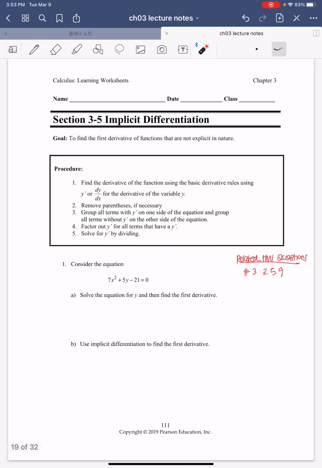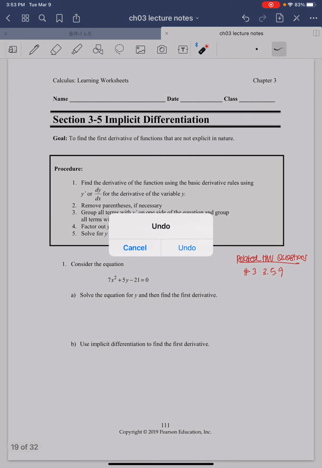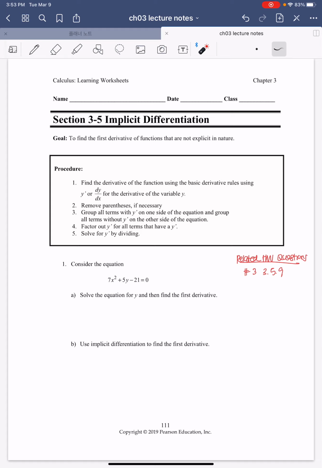Okay, so let's go through the procedure. Now the procedure looks a little bit long and kind of messy, but as I go through the example, I'm going to follow those steps one by one. Rather than just reading through all 5 steps, I'll use the example and check off step 1, step 2, step 3, and so on. So let's take a look at the very first example.